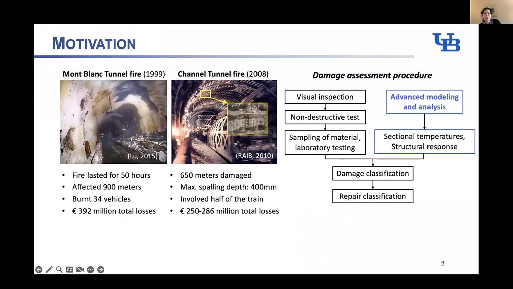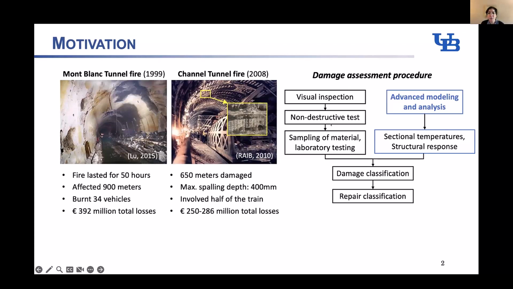So the motivation for this research was looking at realistic tunnel fire events, and the two pictures here show two historical events, where extensive fire spreading occurred in both fires. These tunnel fires do not necessarily lead to the collapse of the structure, but they definitely cause damage along the tunnel. And these fires can last for hours or even days. So they can damage hundreds of meters of the tunnel liner and then cause huge economic losses.